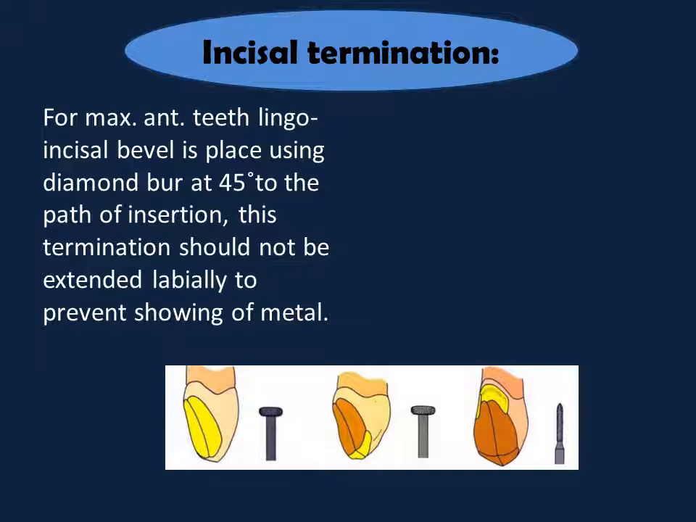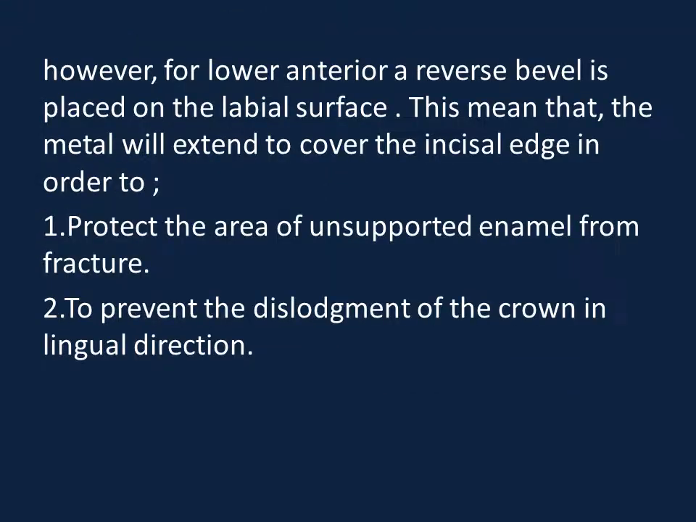As you see in the picture, the lingual incisal bevel. But for the lower anterior teeth, a reverse bevel is placed on the labial surface. This means that the metal will extend to cover the incisal edge in order to protect the area of unsupported enamel from fracture and to prevent the dislodgement of the crown in the lingual direction.